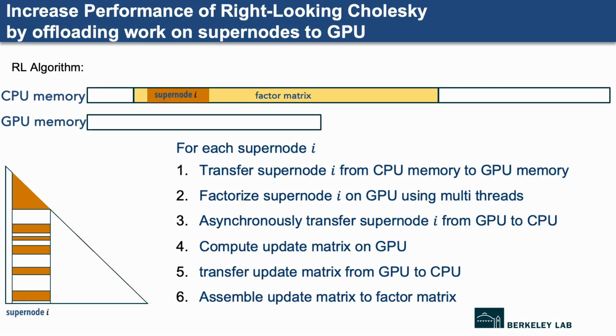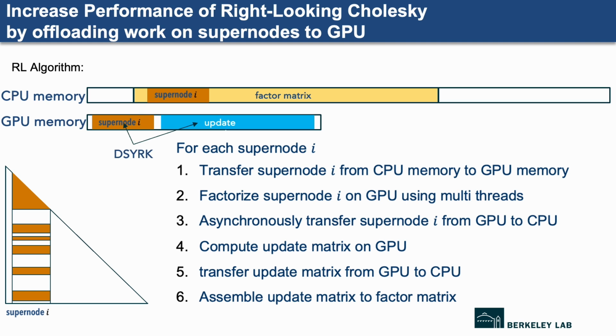Now I can basically describe our first algorithm. We call it RL, or right-looking. The algorithm works supernode by supernode. So for each supernode, we first transfer the supernode I from CPU memory to GPU memory, and then factorize this supernode I on GPU using multi-threads with DPOTRF and DTRSM calls. And then we asynchronously transfer supernode I from GPU memory to CPU memory. Here we can use asynchronous transfer because the factorized supernode I is not immediately required in the CPU memory.